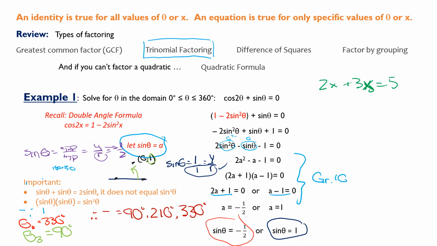trigonometry. So sine theta plus sine theta is 2 sine theta. It's not sine squared theta, and that's unfortunately a mistake that students make too often. Sine theta plus sine theta, again, change it to an A. A plus A is 2A. It's not A squared. To get a squared, you have to multiply sine times sine.